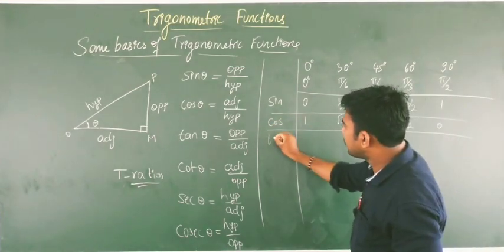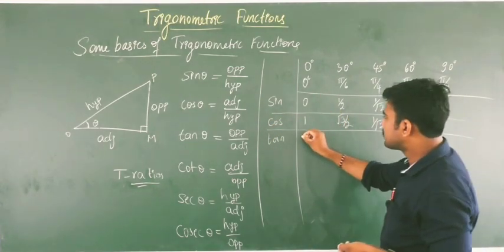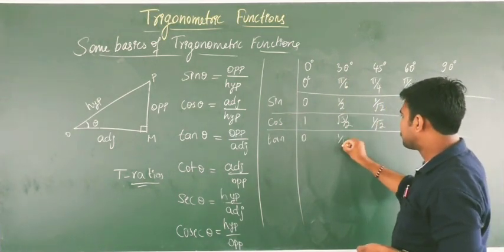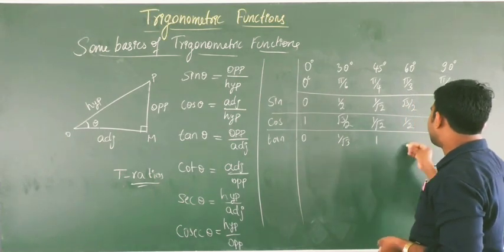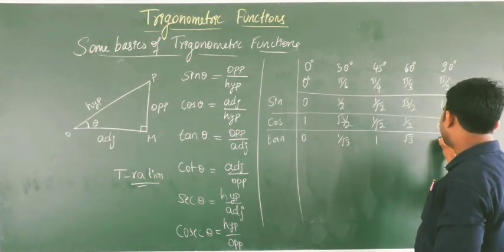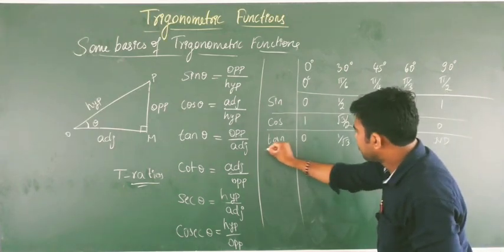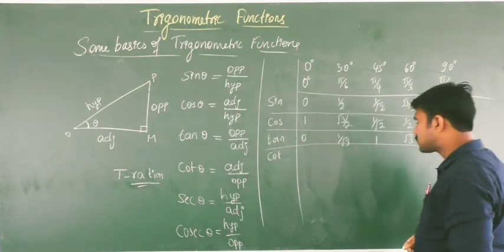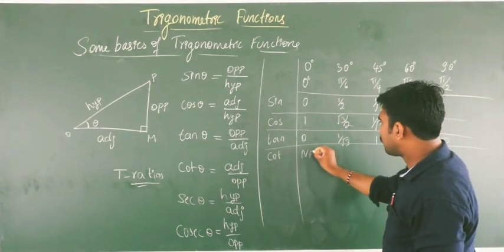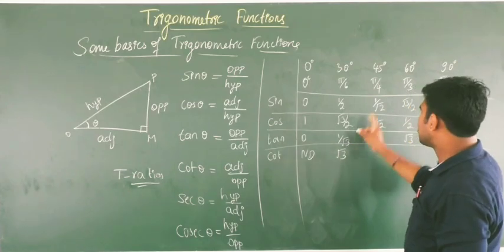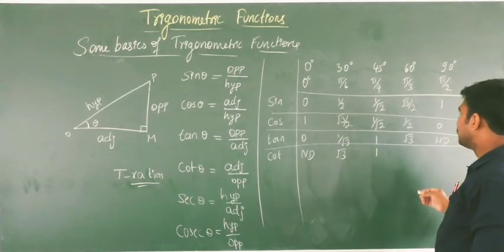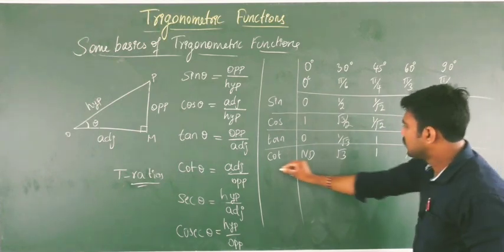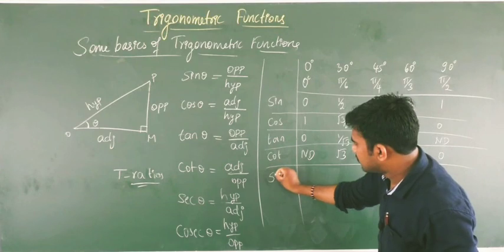Similarly, tan 0 degree is 0. Tan 30 degrees is equal to 1 by root 3. Tan 45 degrees is equal to 1. Tan 60 degrees is equal to root 3. And tan 90 degrees is not defined. Similarly, cot values we can write. Cot 0 degrees is not defined. Cot 30 degrees is root 3. Cot 45 degrees is 1. Cot 60 degrees is equal to 1 by root 3. Cot 90 degrees is 0.